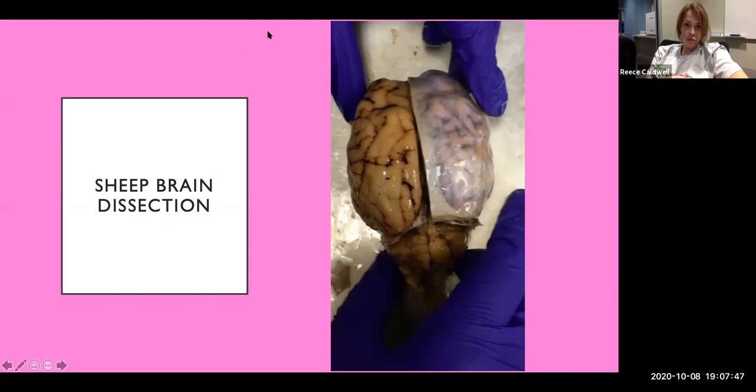So this is the video we're going to be watching real quick. This is what we would be doing in lab today. So here is our sheep brain dissection, and just FYI, the sheep brains are a whole lot smaller than the human brains. I have a picture of a human brain right after this, but here is our sheep brain dissection.